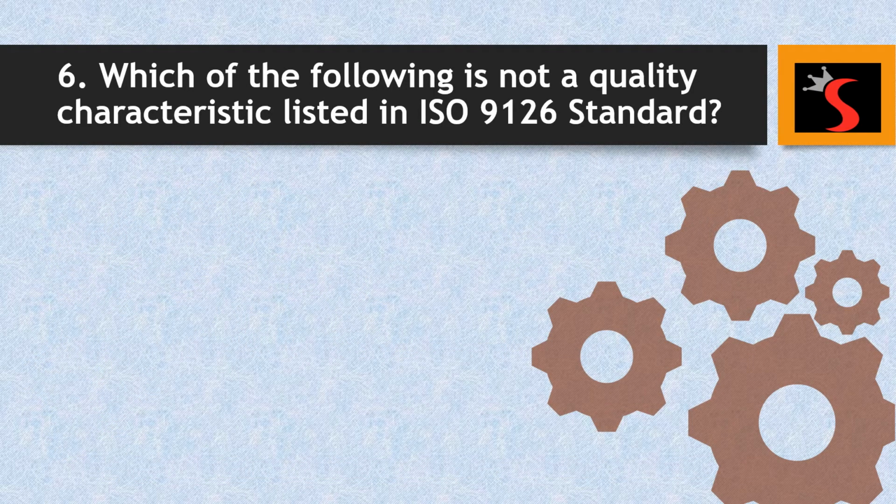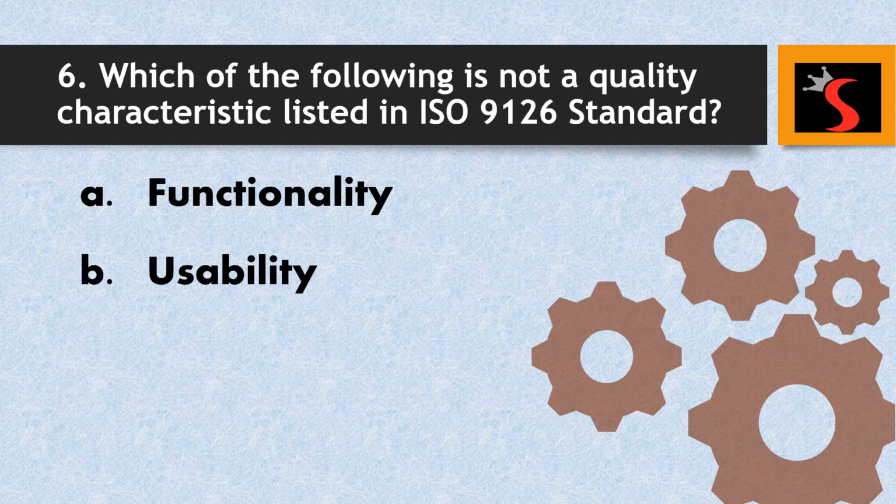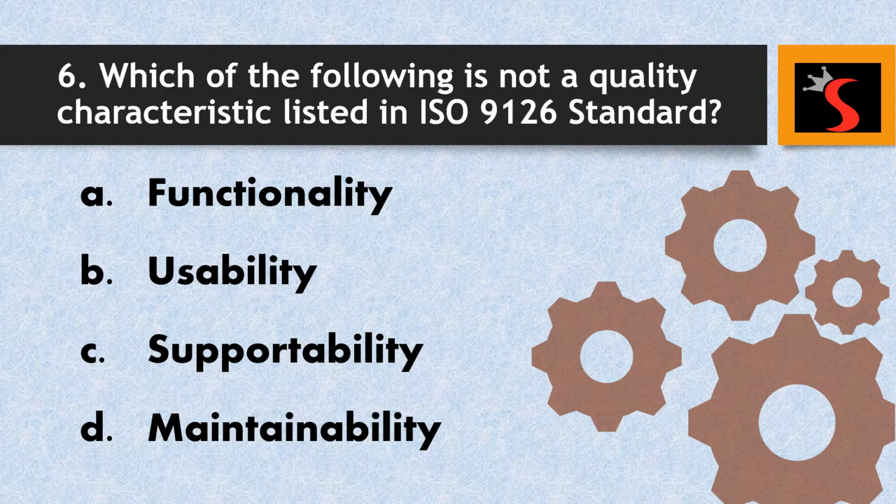Which of the following is not a quality characteristic listed in the ISO 9126 standard? A. Functionality. B. Usability. C. Supportability. Or D. Maintainability. And the right answer is option C. Supportability.